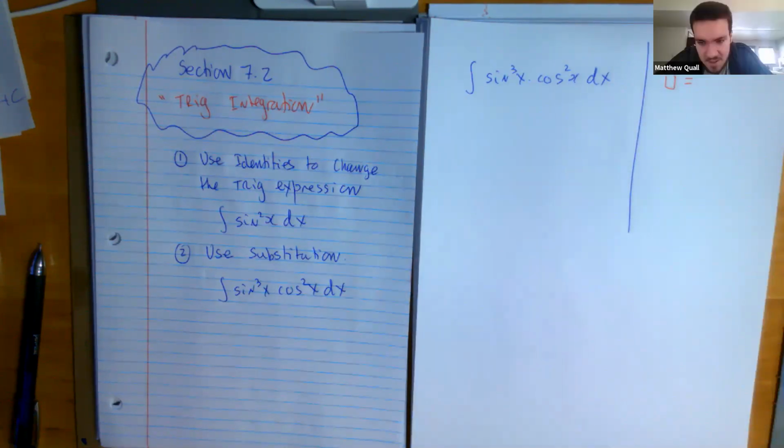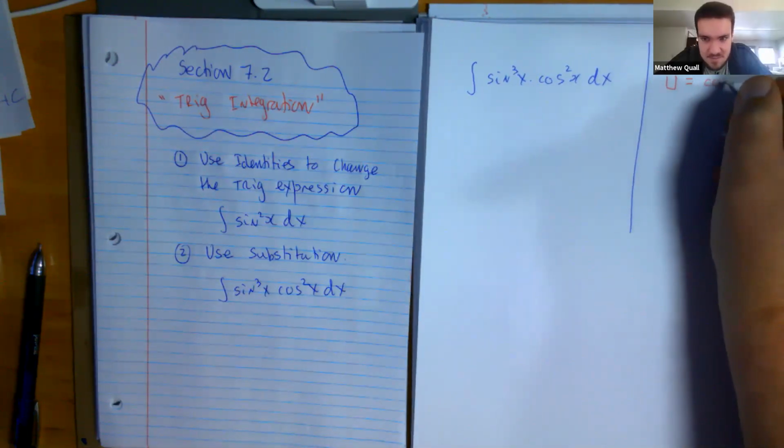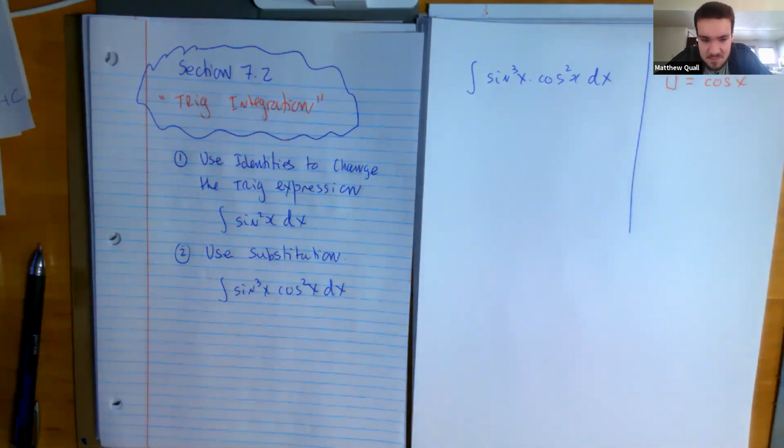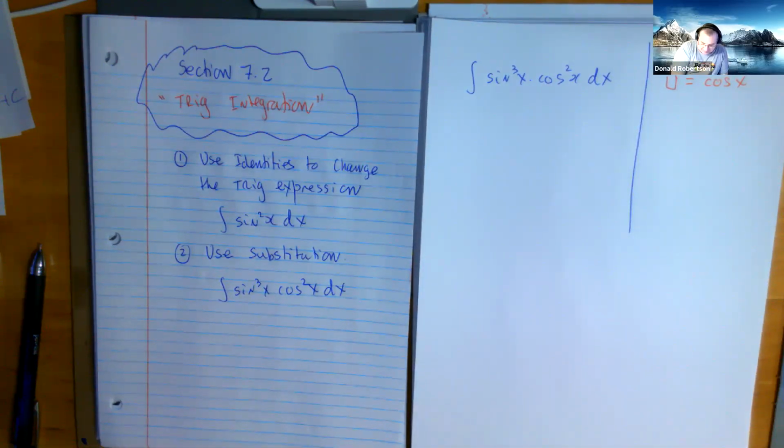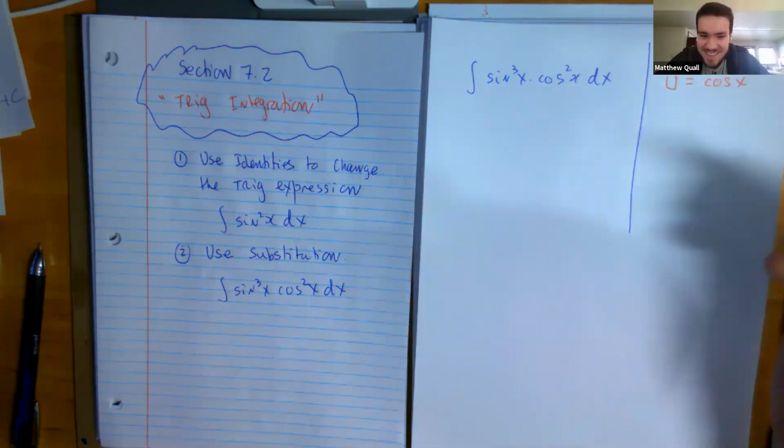Cosine. Go for it. Cosine's the right one. Now, did you guess, or did you get an inkling why it might be the right one? I guessed. That's fair enough.